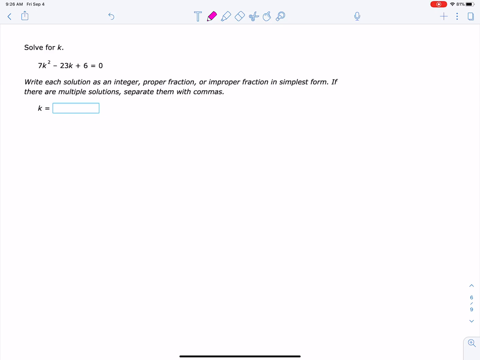All right, hopefully you finished and solved it and you're checking your answers now. So guys, I'm gonna do the guess and check method. It's just, I prefer it, so let's go for it. So I know it's gonna be 2 sets of parentheses, okay? To build the 7k squared, that would be a 7k and a k. To build a 6, well, I have 6 and 1 and 2 and 3. So those are my options, okay?